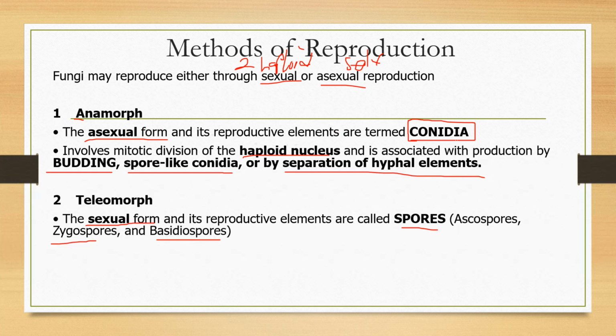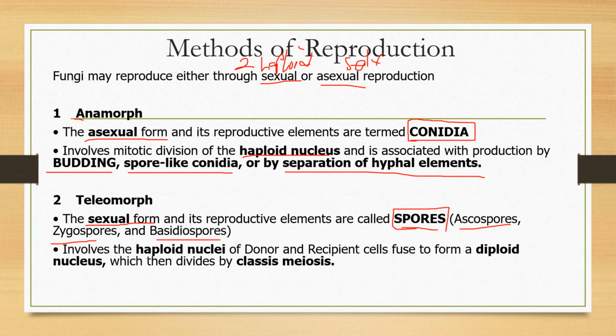Its reproductive elements are termed conidia. They divide by mitotic division, wherein the haploid nucleus would divide on its own via budding, producing spore-like conidia or separation of hyphal elements. If it's teleomorph, it's the sexual form, and reproductive elements are called spores, known as your ascospores, zygospores, and basidiospores.